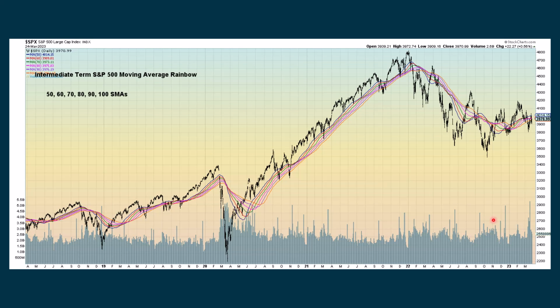Here's an intermediate term rainbow chart going from 50 periods up to 100 periods. Also not telling us an awful lot. When this is more useful is when we're really going in an uptrend or in a downtrend. Some areas of this rainbow may act as either support when we're going up or resistance as we're going down.